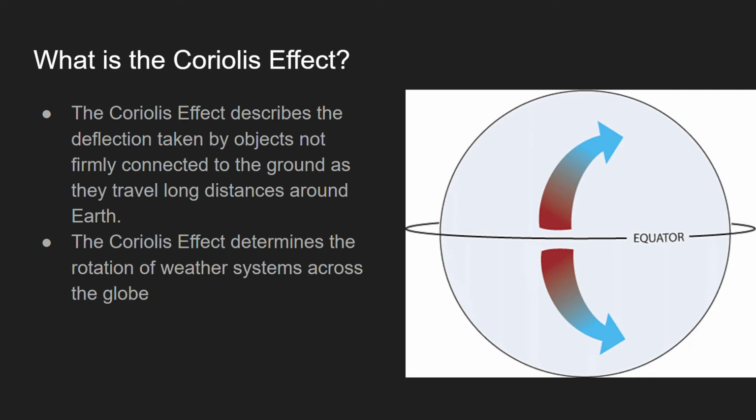What is the Coriolis effect? Well, the Coriolis effect describes the deflection taken by objects not firmly connected to the ground as they travel long distances around the Earth. The Coriolis effect determines the rotation of weather systems across the globe. And you can see there in the picture, everything deflects to the right of the equator in the northern hemisphere and to the left of the equator if you're looking at the South Pole in the southern hemisphere.